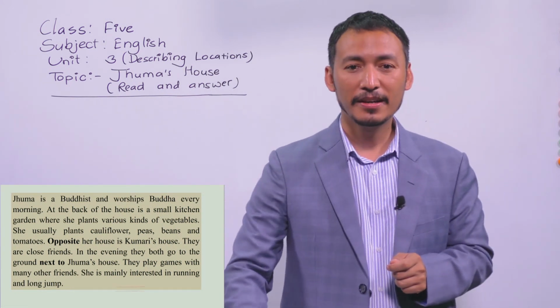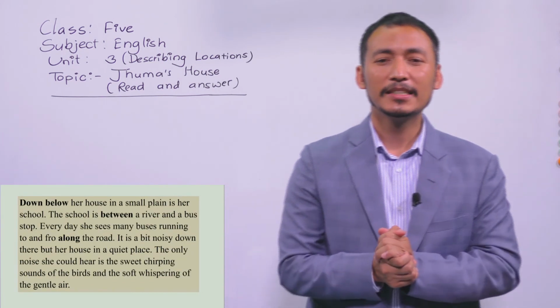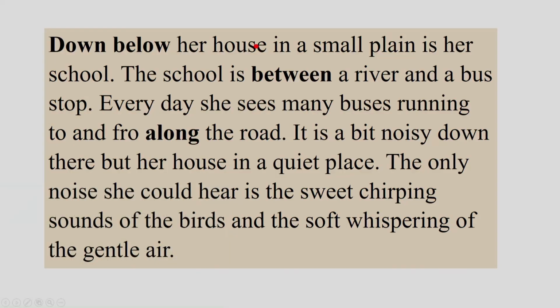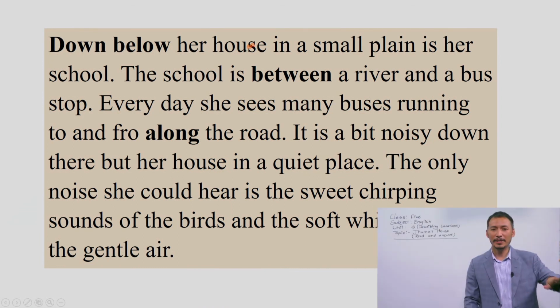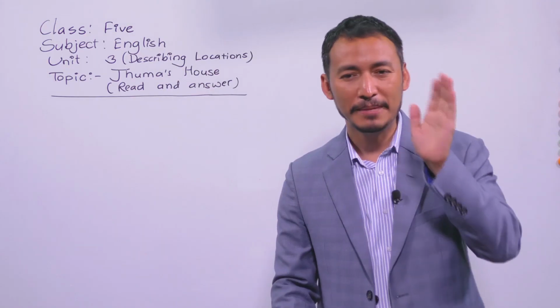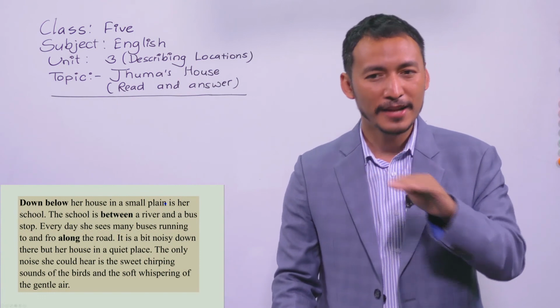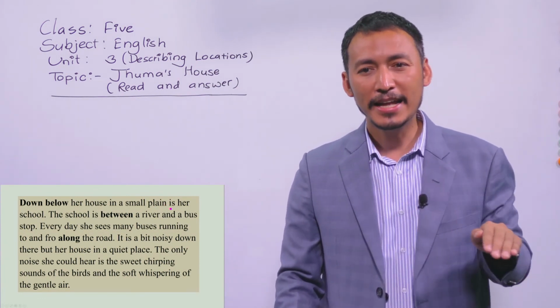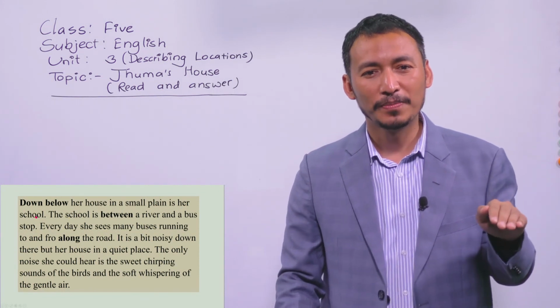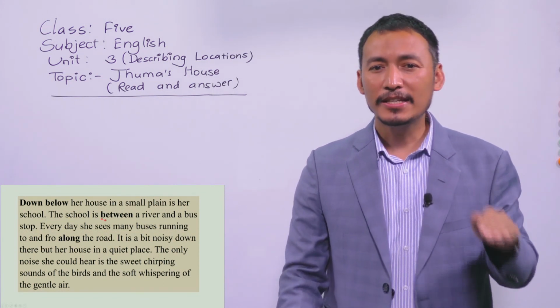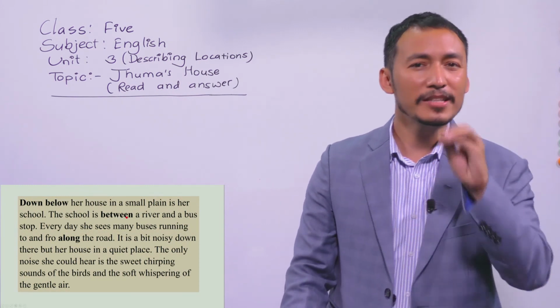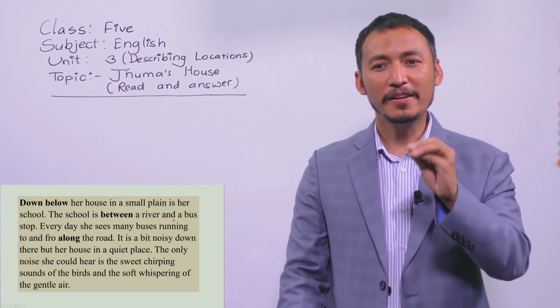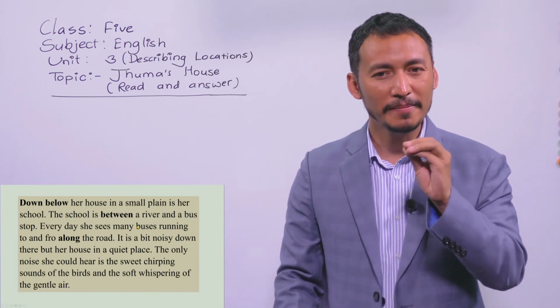Okay, now let's see the words and the final paragraph. Down below her house. Down means something below. Down and below are similar. Below her house, in a small plain. Small plain means the land which is not steep or not high. That is flat land. That is a plain land, and there is her school. In that land, there is a school. The school is between a river and a bus stop. Where is the school? Between a river and a bus stop.